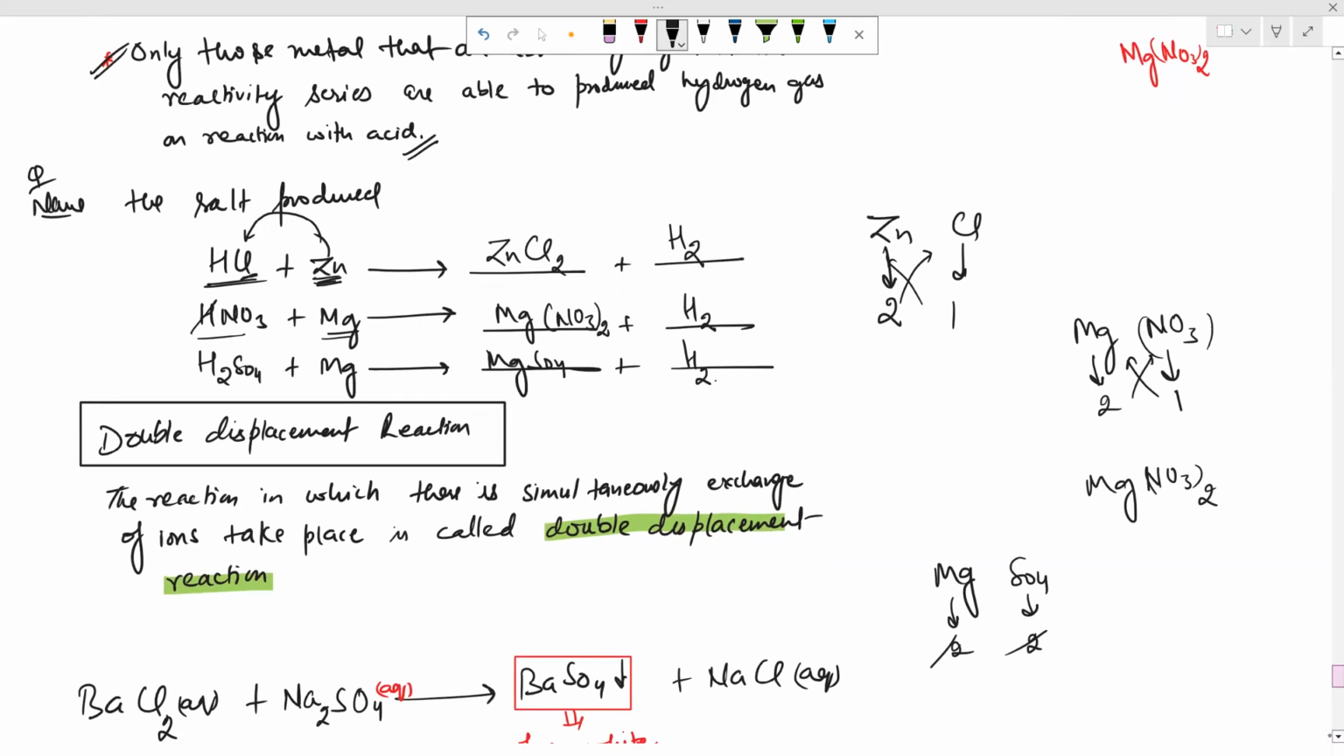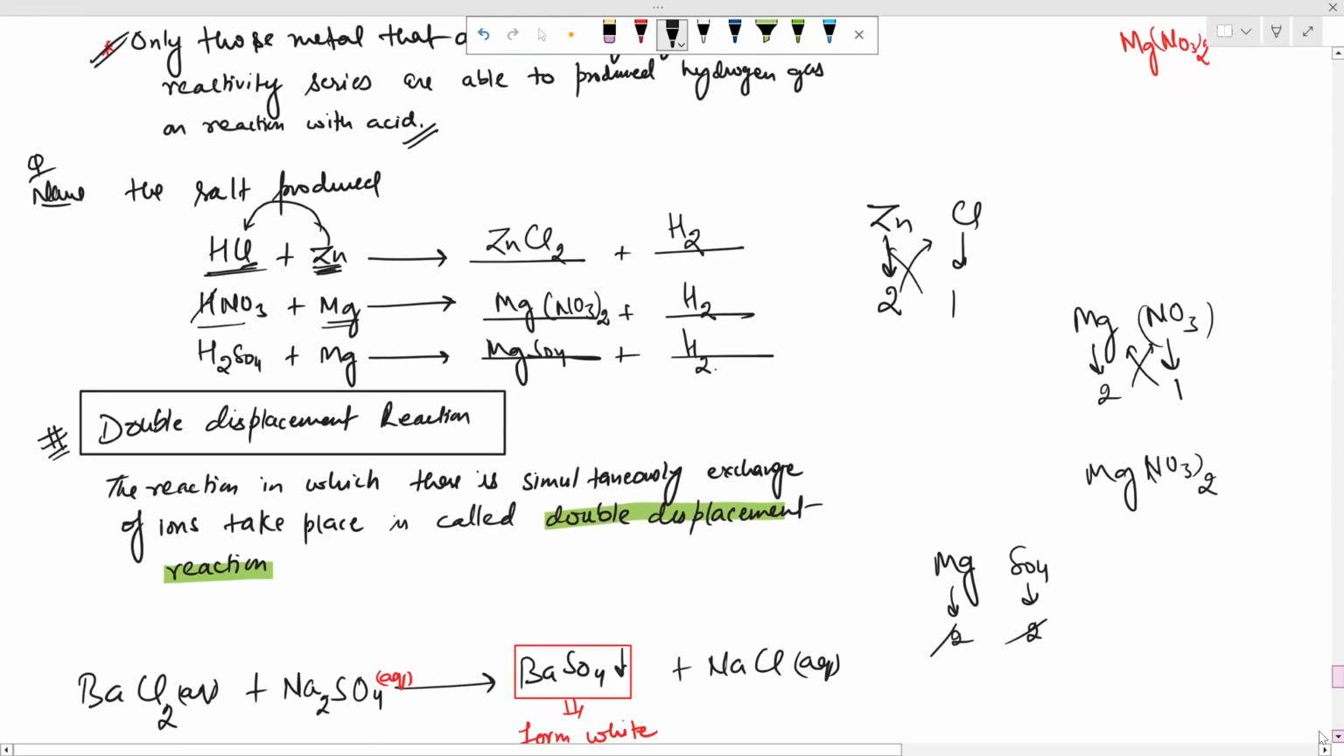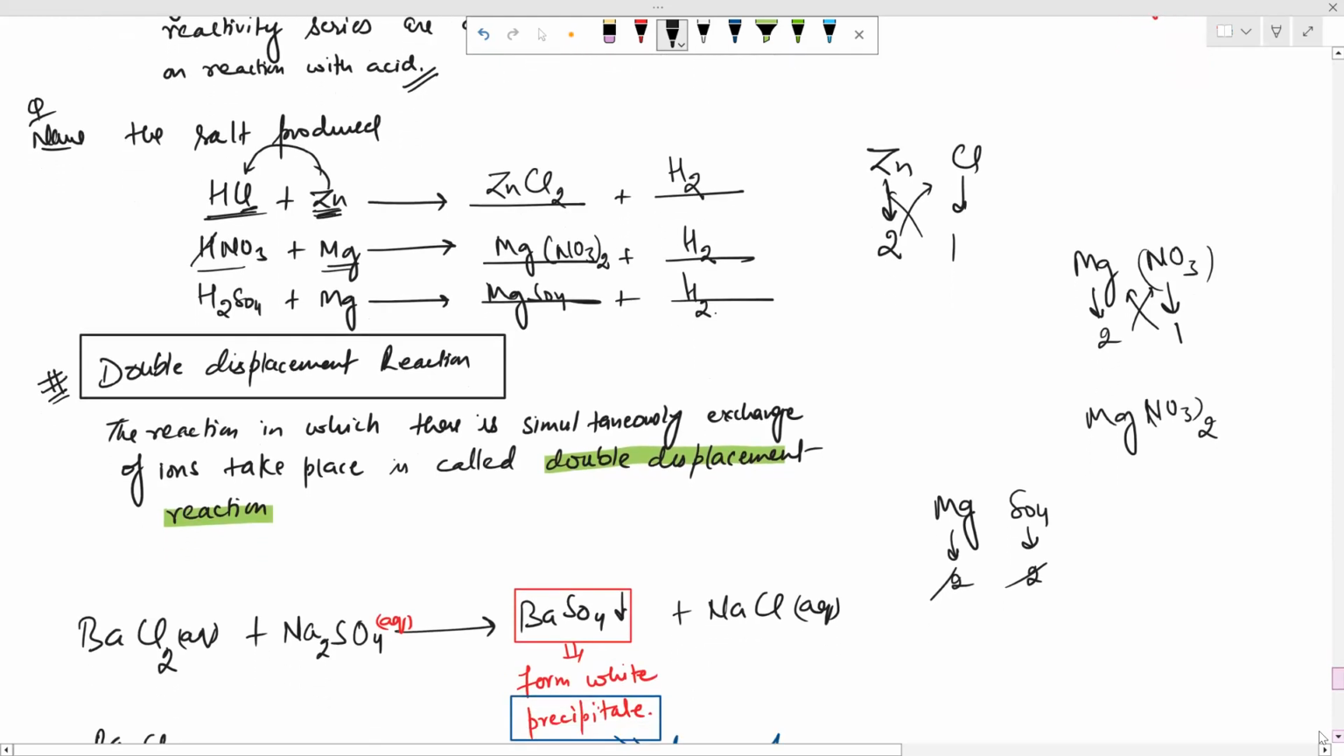Now here, displacement and double displacement reactions. The reaction in which there is simultaneous exchange of ions is called a double displacement reaction. We are just studying the double displacement reactions. Sir, what do you mean by exchange of ions? Simultaneously means there is not one after the other; both are exchanged.